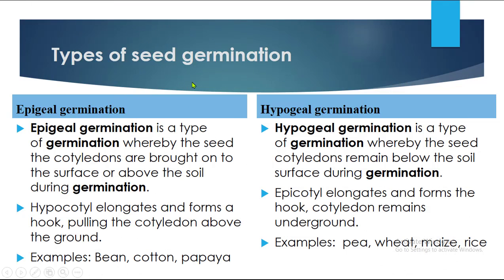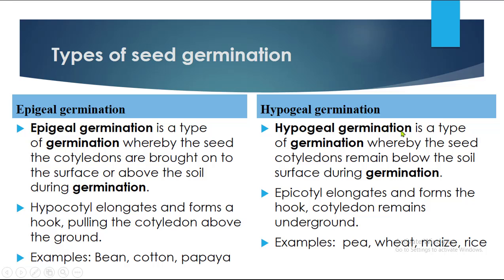Seed germination has two types: epigeal germination and hypogeal germination. Epigeal germination is a type of germination where the seed cotyledons are brought on the surface or above the soil. They remain above the ground. After germination, the cotyledons are above the ground. That's why they are known as epigeal. Epi means above.